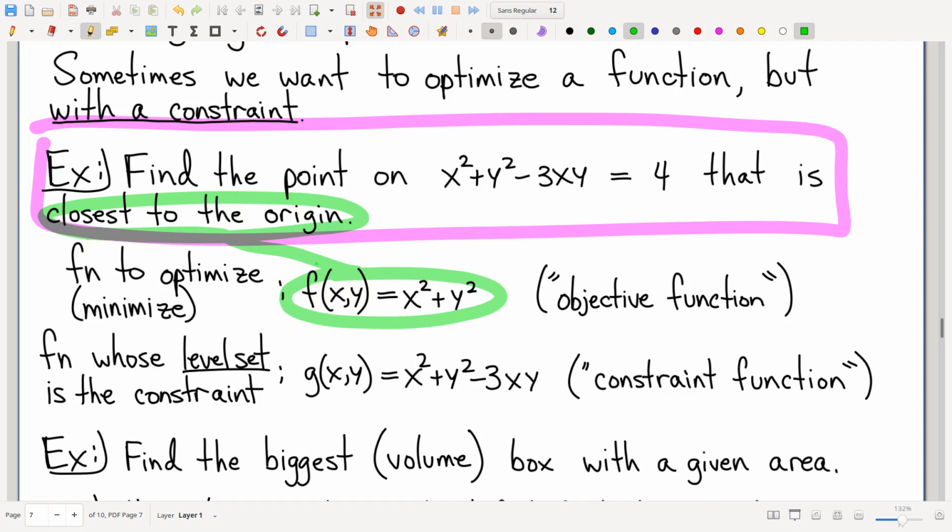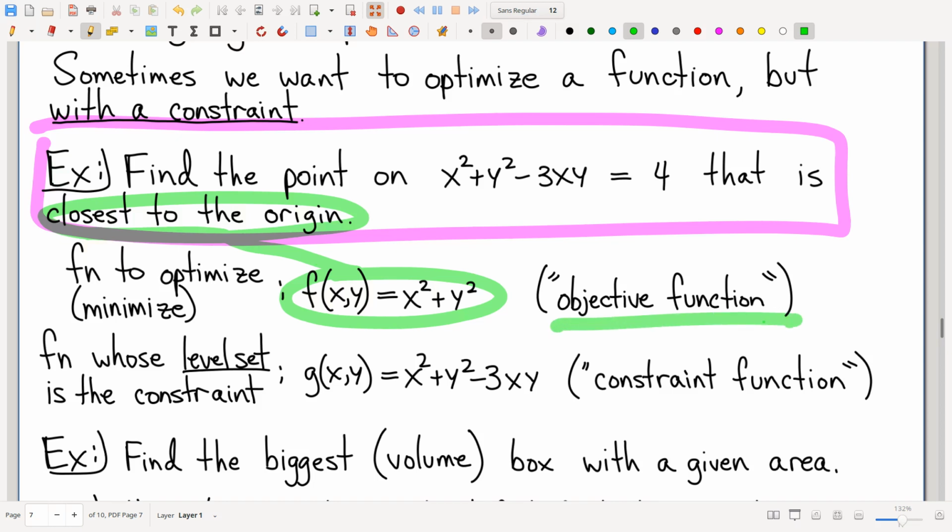If you think about it, the point that makes distance as small as possible also makes distance squared as small as possible. And it's a lot easier to write down distance squared than it is distance, because who wants to deal with square roots? Right? So that's no good. Okay, so there's the function we want to optimize. This is what we call the objective function.